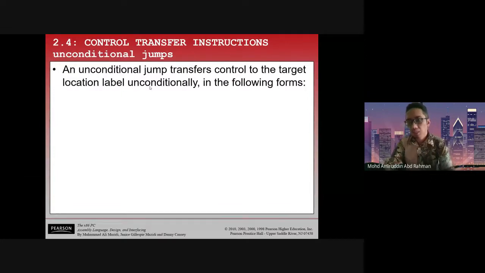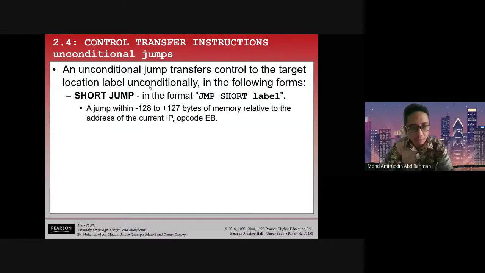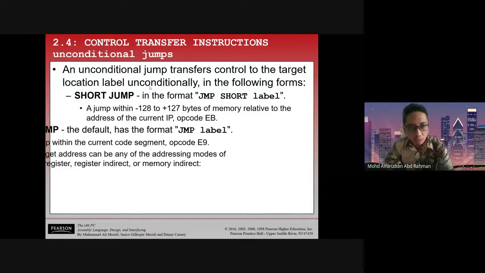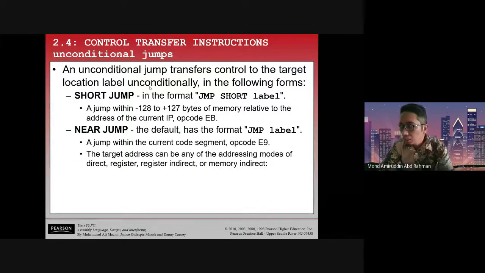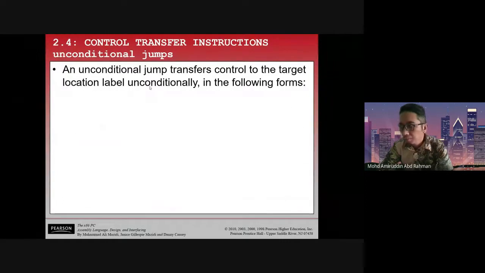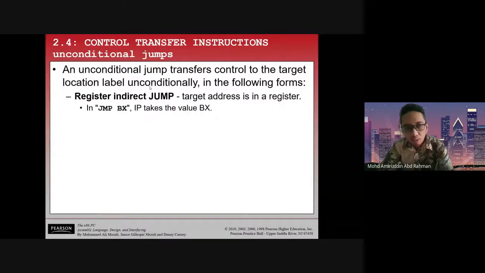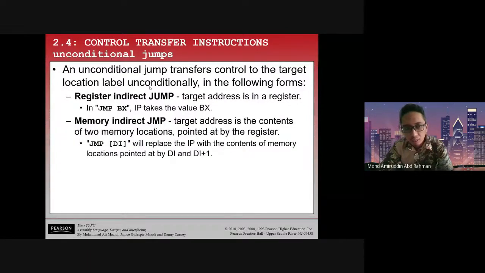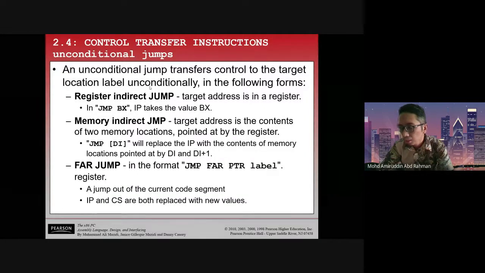Okay. Jadi berkenaan conditional, unconditional jump. So you kena tahulah ada beberapa jenis lah. Kat sini ada short, near, direct. So you must take note how to compare within all of this jump. Also ada lagi satu, register indirect and also memory indirect jump. Okay, tadi ni lah.